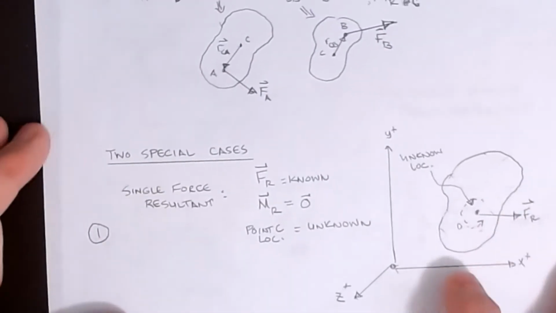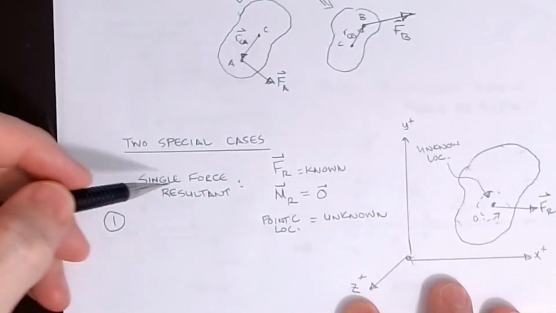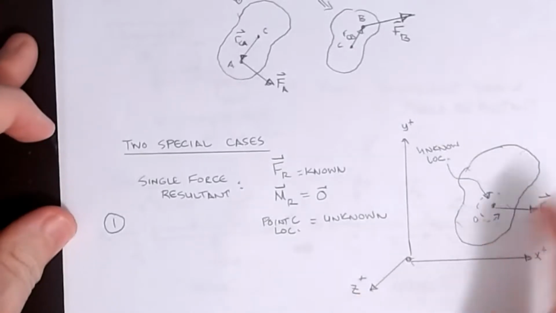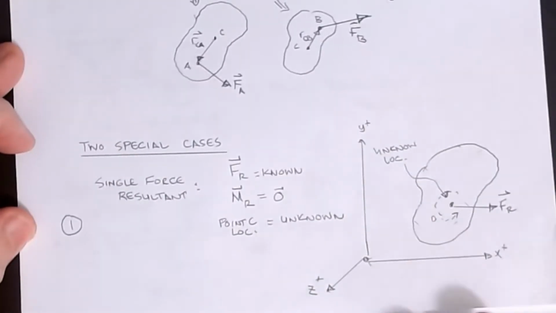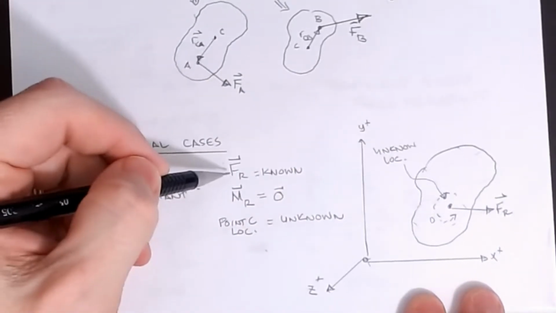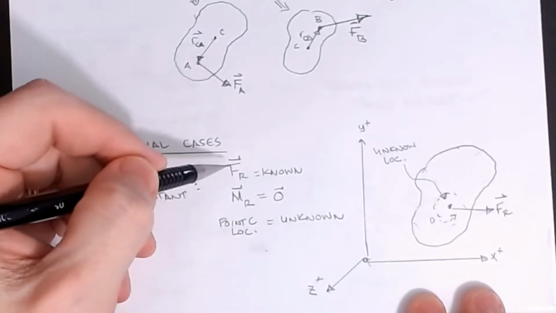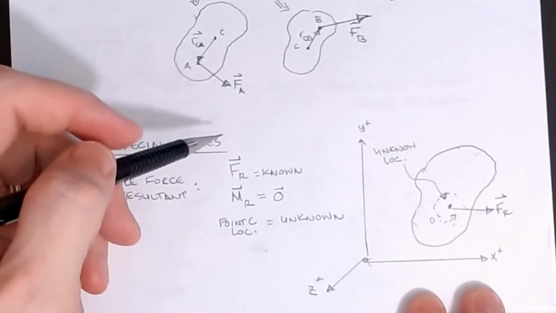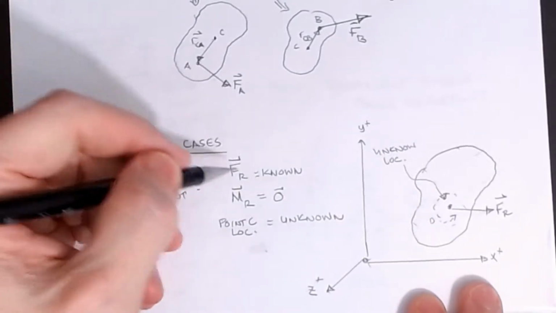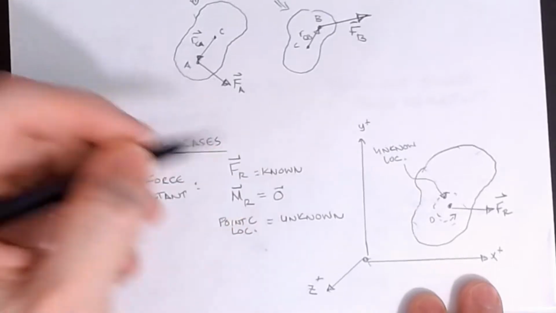Okay. All right, so two special cases. The first one we talk about is called the single force resultant, or the equivalent single force sometimes. What we know on this one is that this is an object that has a known FR value, and this you will always know because you can always find a resultant of forces on a before system. And at this single force resultant location, we know that the moment resultant is equal to 0. So it's a very special point.